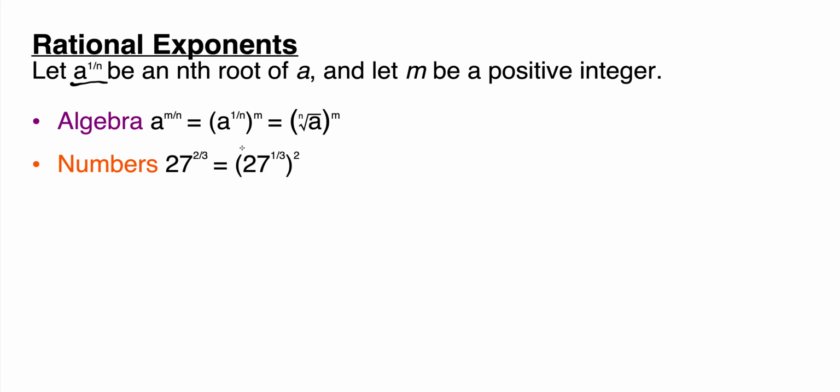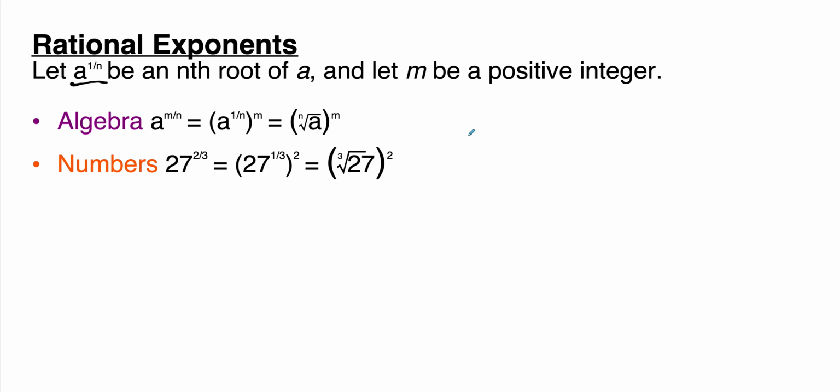Now we should see something familiar. If we take this one step further and write it as a radical, that n is 3. That means this is actually a cube root. Let's take a look at what that looks like. We should end up with the cube root of 27 raised to the 2nd power. Now this is doable now, right? Now we can find the cube root of 27.